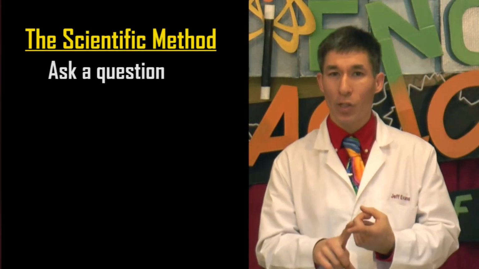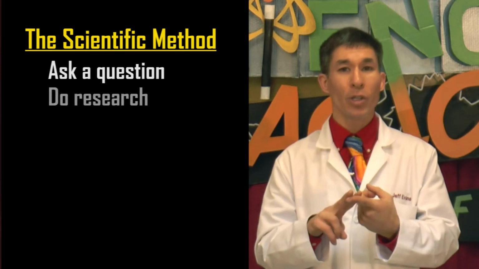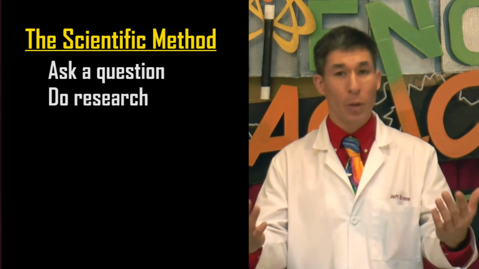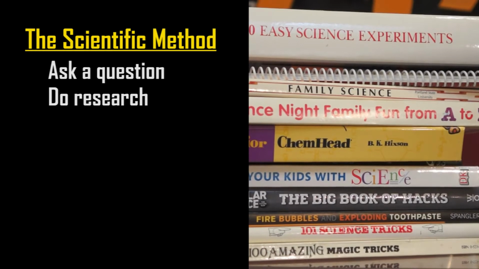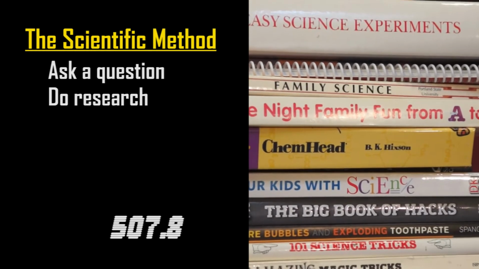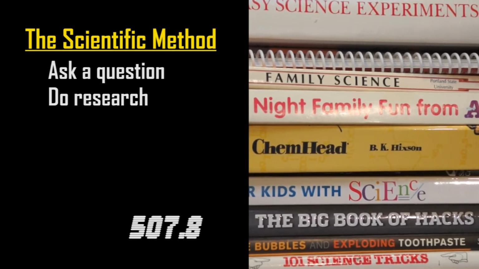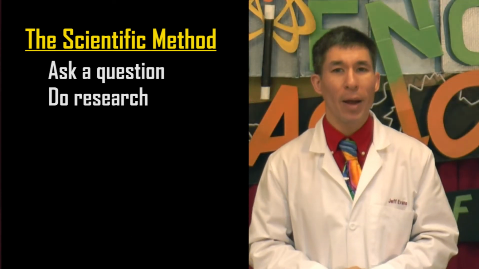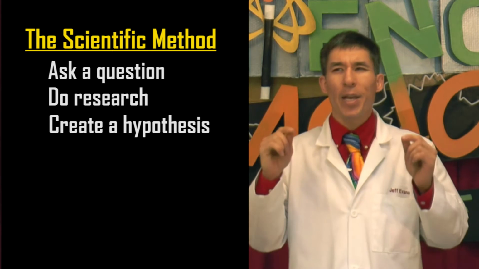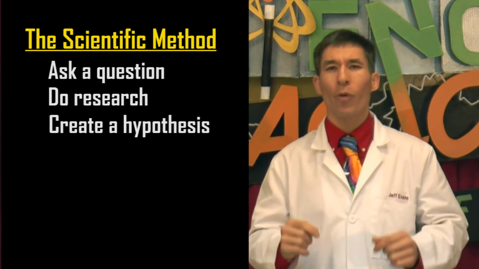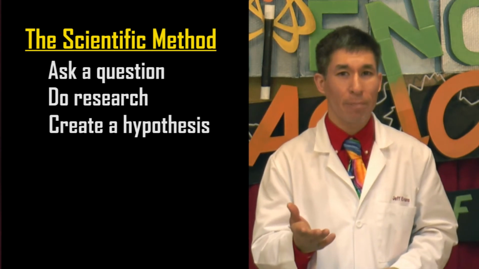This is the problem that you want to solve. You want to do research. This could be going online, could be watching this video, could also be going to the library, and all the science books in the library are in the 507.8 section. Then you want to create a hypothesis. Your hypothesis is your best educated guess for what you expect to see happen.